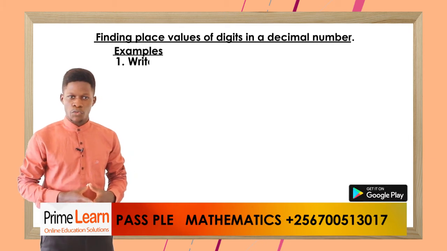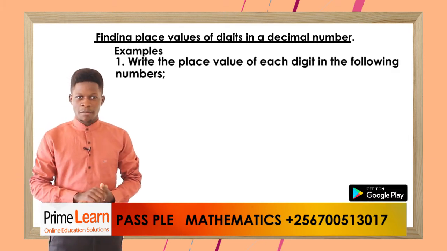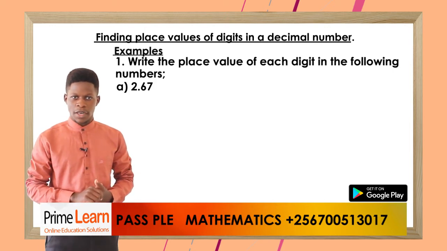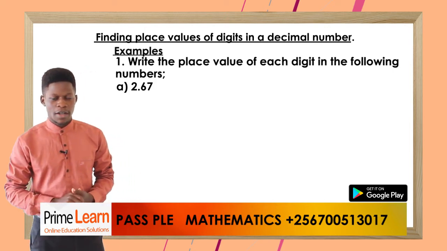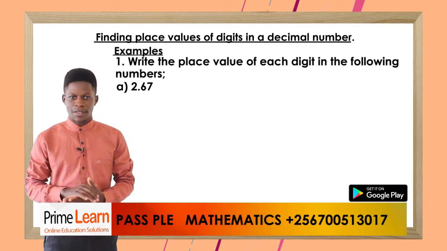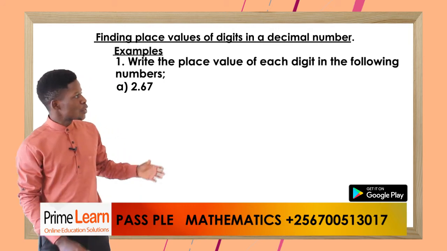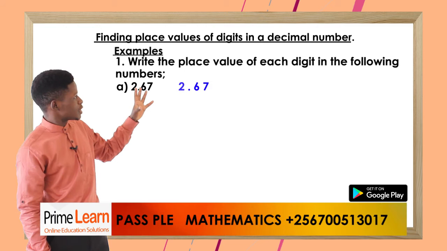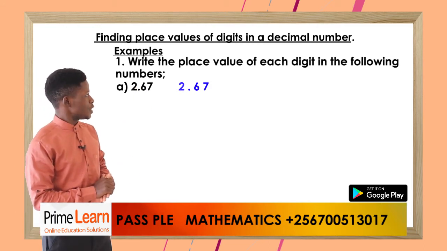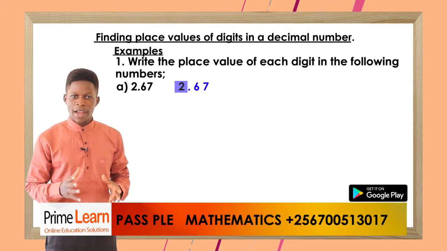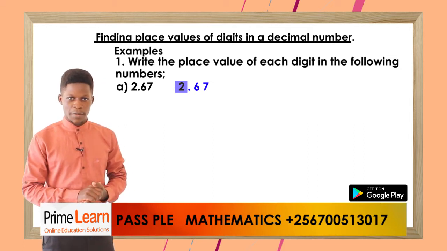Write the place value of each digit in the following numbers. We have got a number which is 2.67. This number is a decimal number, and it has the whole number part as well as the decimal part. So we are going to first rewrite our number. After rewriting our number, as you can see on the screen, we shall go in the whole number part and then we identify the place values which are there.